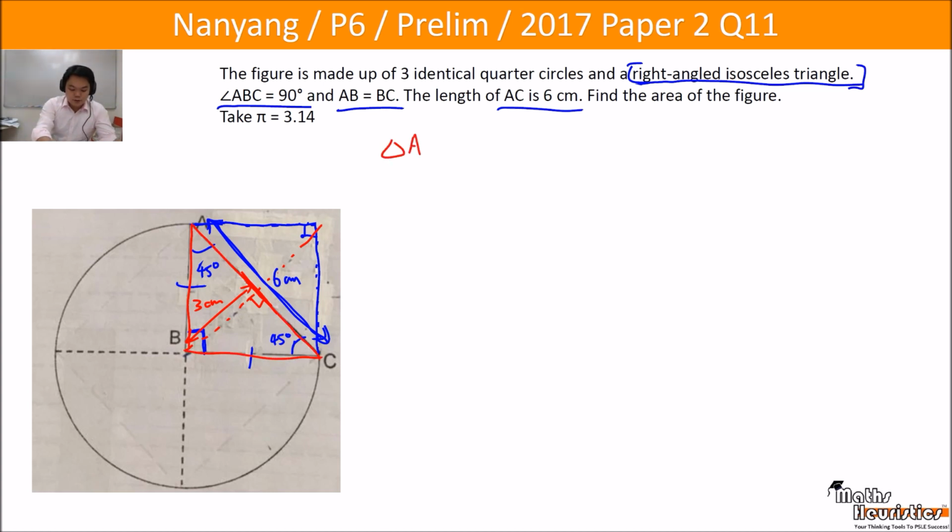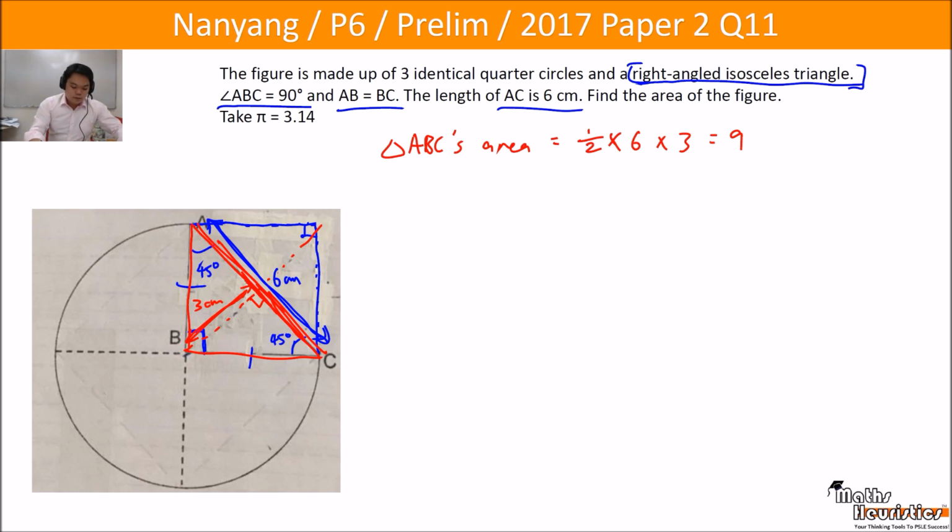So triangle ABC's area will be half times base 6 times height 3 to give me 9 cm squared.